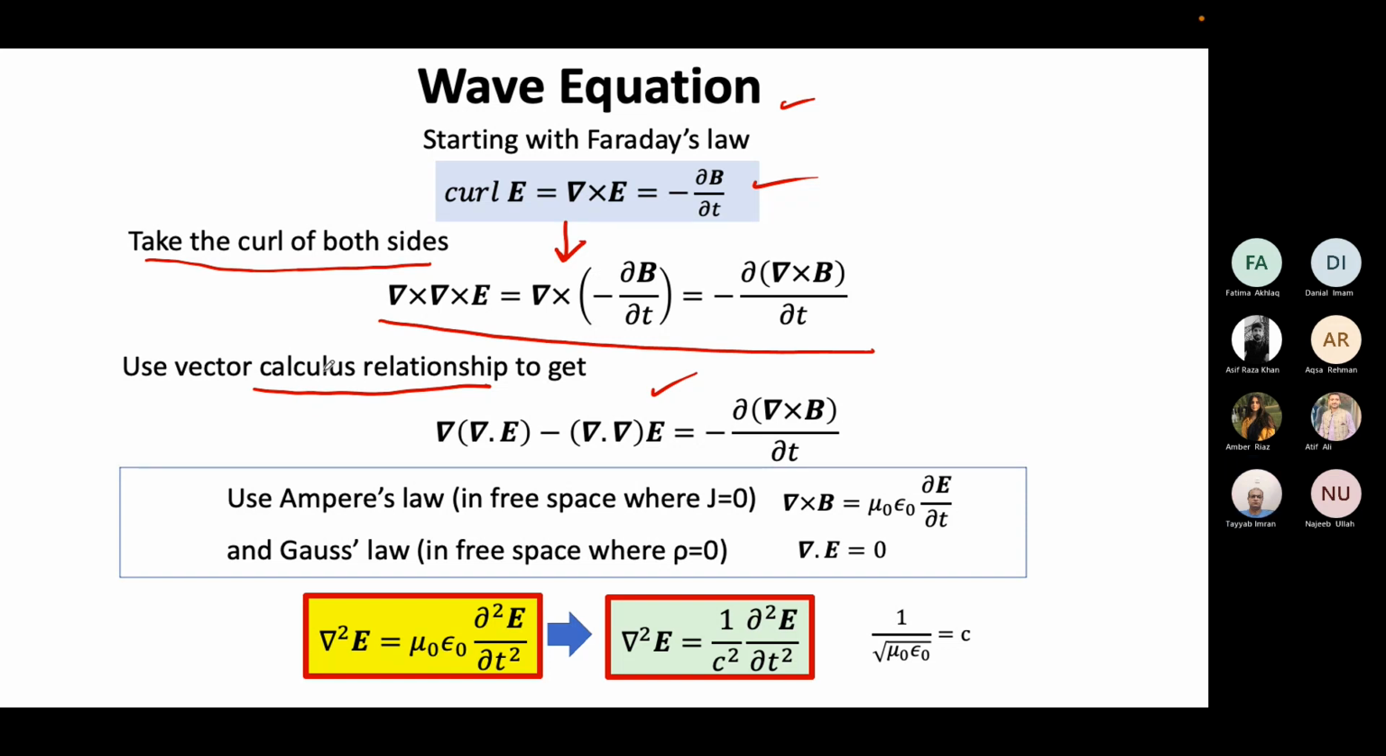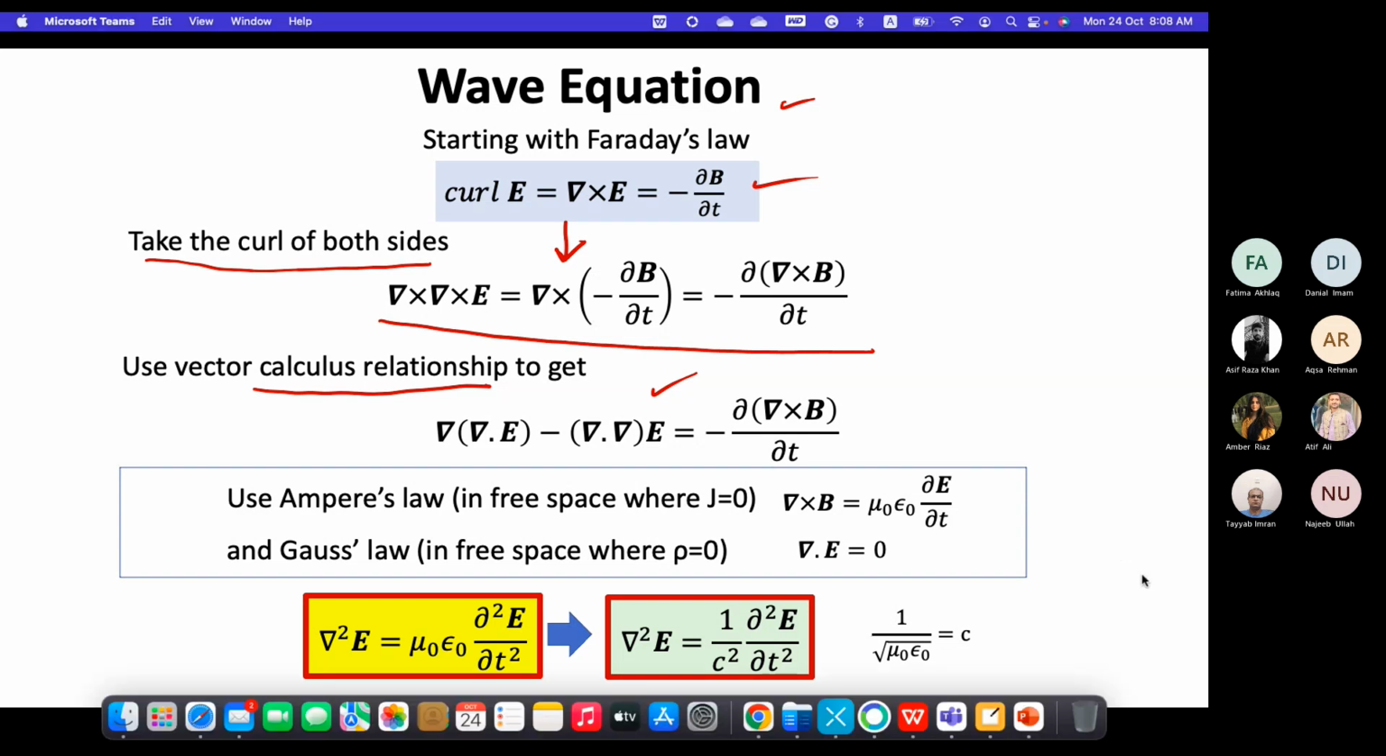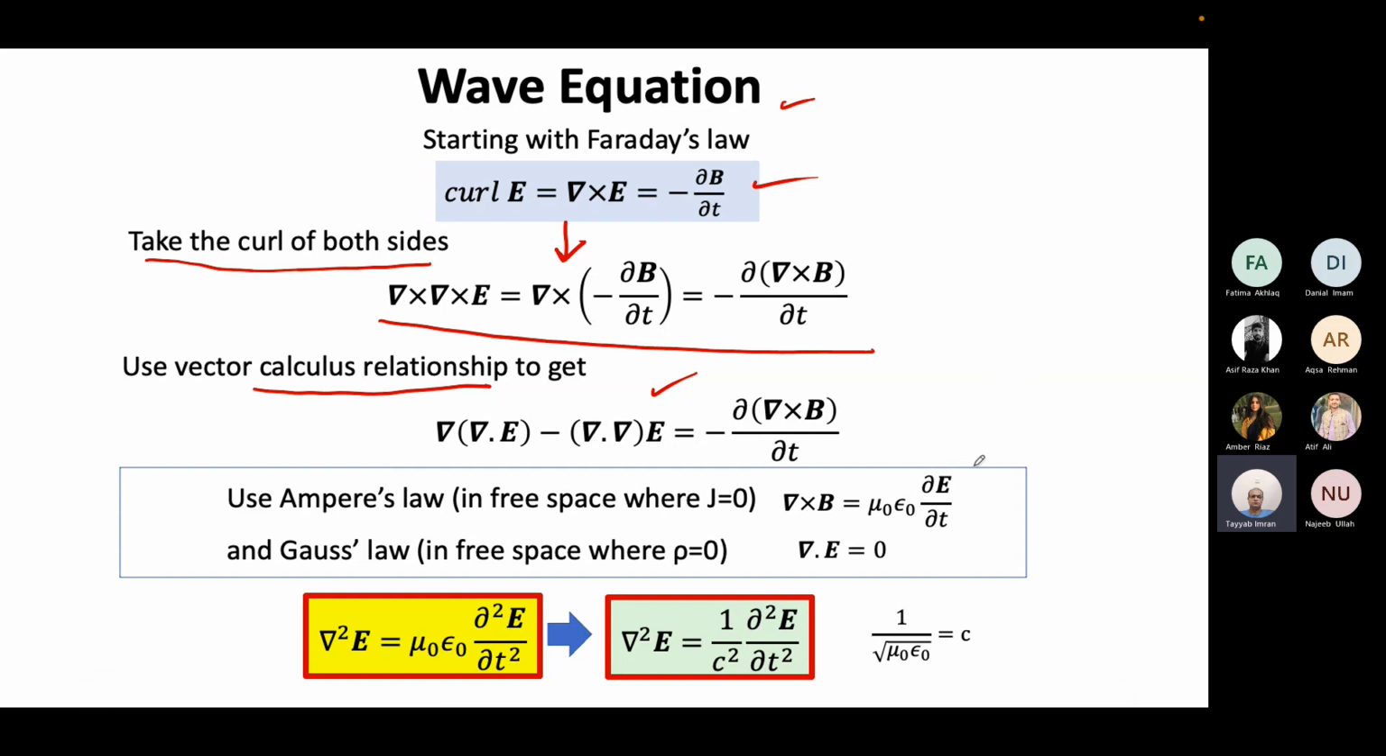And we already know that this is the Ampere's law. ठीक है? और ये आपका Gauss's law है, free space. And we did some steps to get these form of the wave equations.